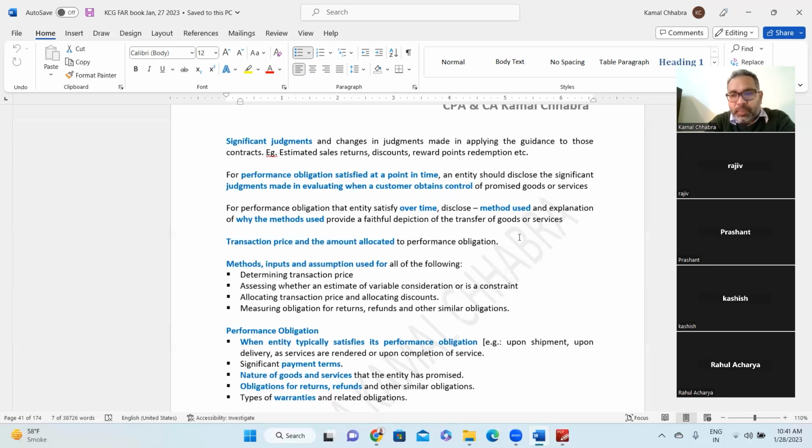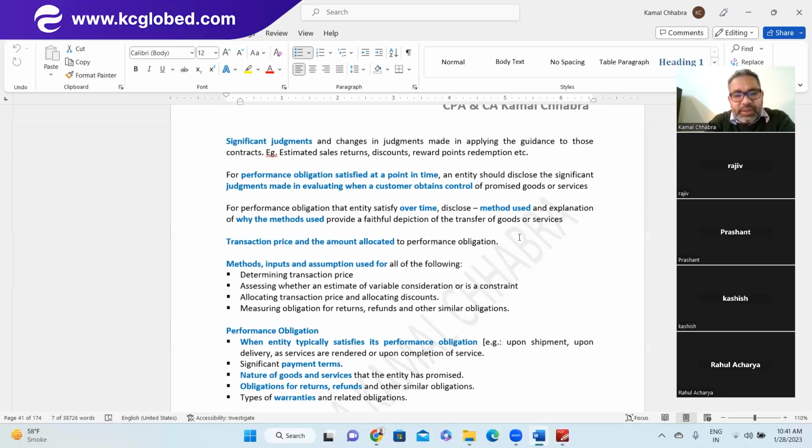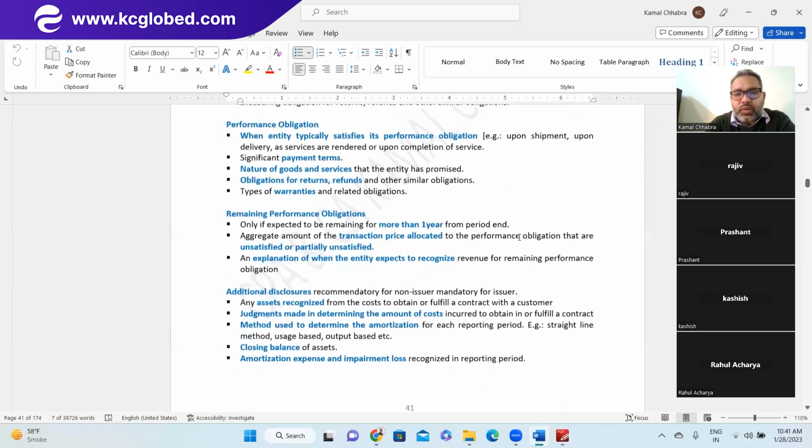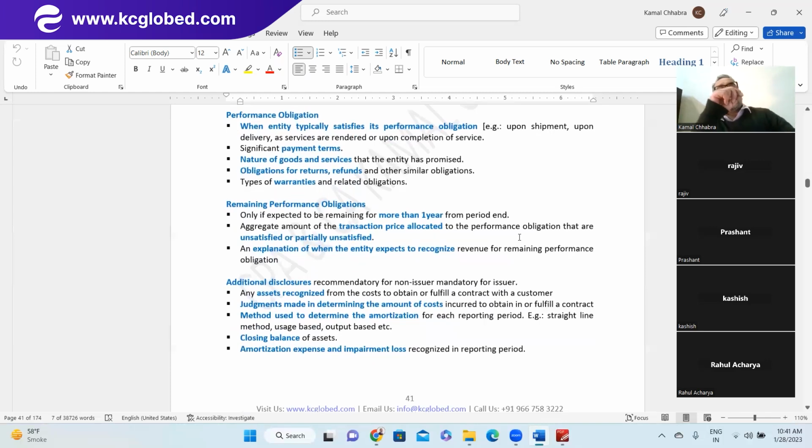So methods, input, and assumptions used, and all of the following information related to that. First one is how you determine the transaction price. Second one is how you are assessing whether the estimate of variable consideration is constrained, how you are allocating the transaction price or allocating the discount, and the measuring of obligation for return, refund, or other similar obligation. Those all methods you need to clearly mention. Next is disclosure relating to the performance obligation. Any doubts so far?